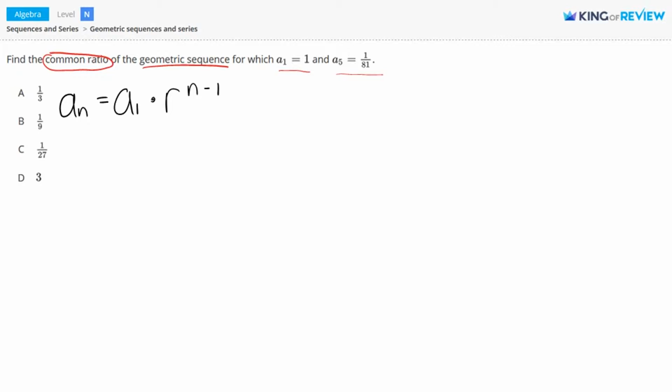So now we have this equation here, and let's fill in the information that we have for the fifth term, a5. The fifth term means that n is equal to 5, and we know that the fifth term should equal 1 over 81. Let's enter this information into our equation. a1, which was given to us here, is 1. So we have 1 times the common ratio, which we're solving for, to the n minus 1 power. n is equal to 5, and this equals 1 over 81.